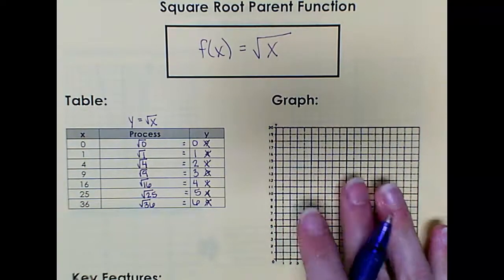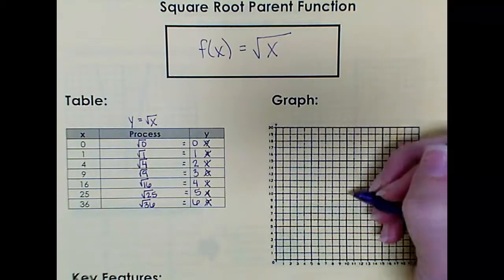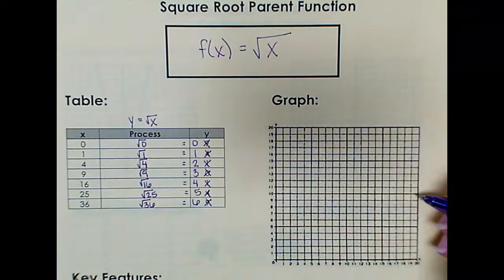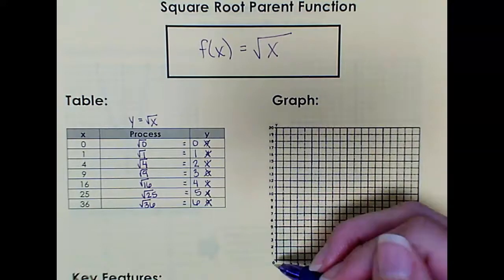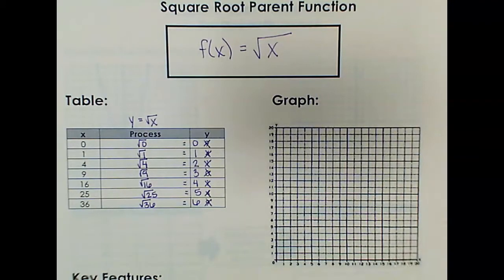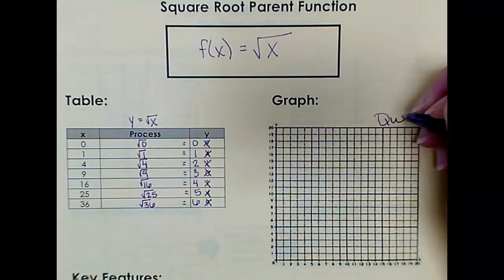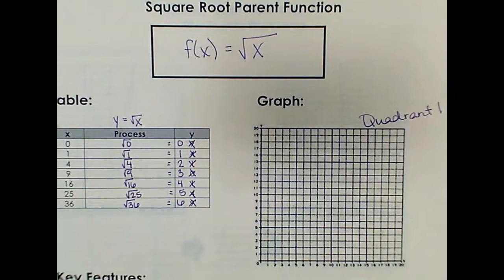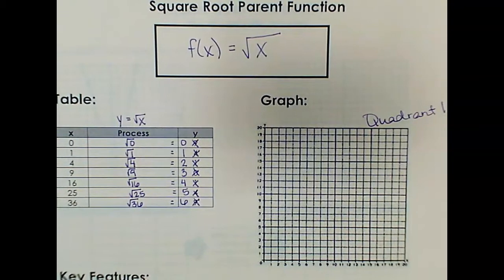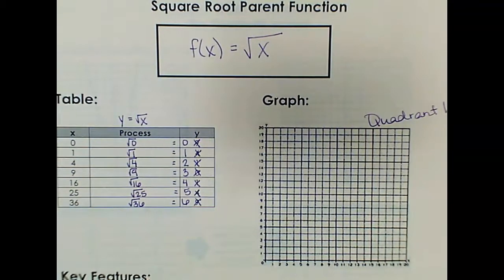Now my graph is not giving me a y-axis and an x-axis in the middle of the graph. Notice that my y-axis is all the way over here and my x-axis is all the way at the bottom. That means that this is quadrant 1. We're only showing quadrant 1 for our graph, because the parent function only fits in quadrant 1.